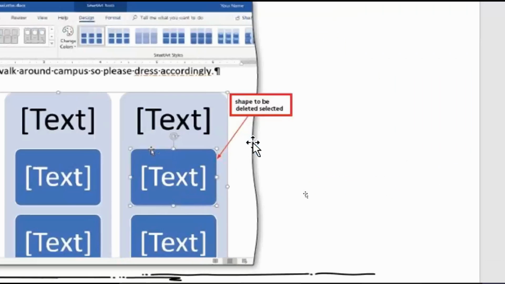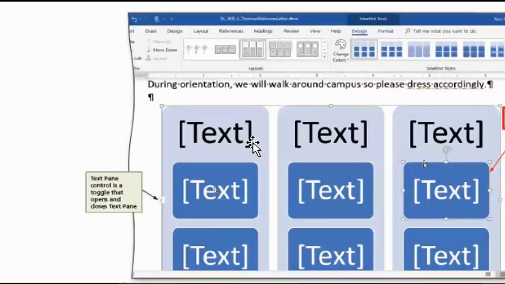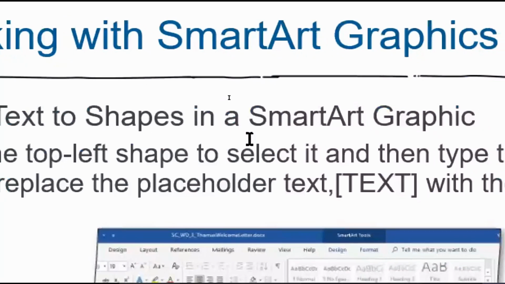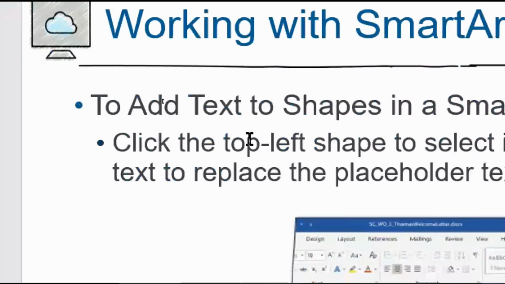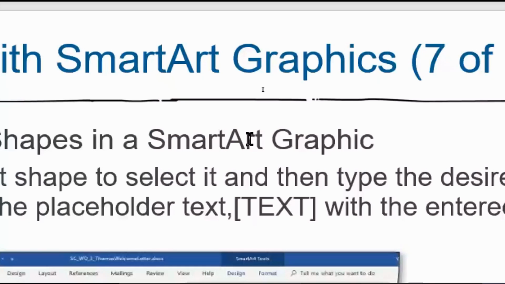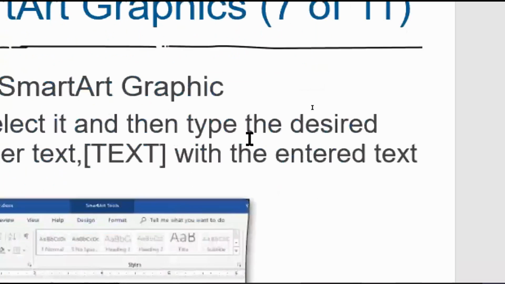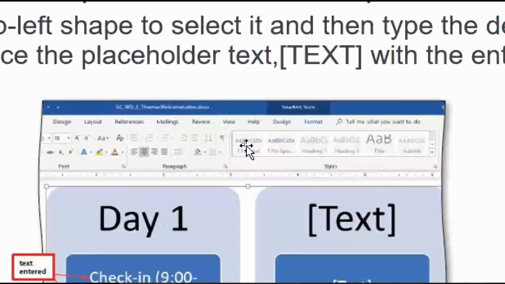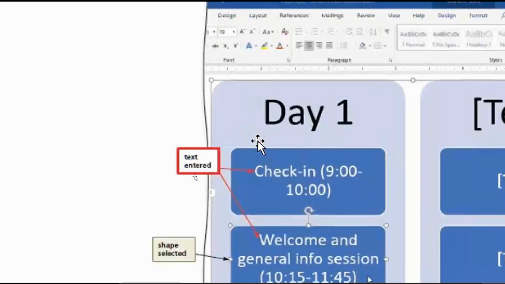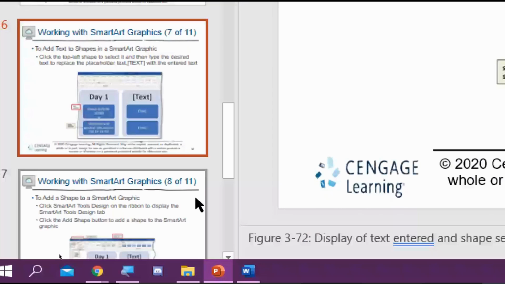When you have to click on edges, don't get in a hurry because they can be really precise and it's very easy to make mistakes. Adding text to shapes in the Smart Art gallery, click the top left shape to select it, and then type the desired text to replace the placeholder text with the entered text. And like I said, I've already showed you how that works. You can just use the bulleted list, or you can click inside the box. Whoops, sorry.